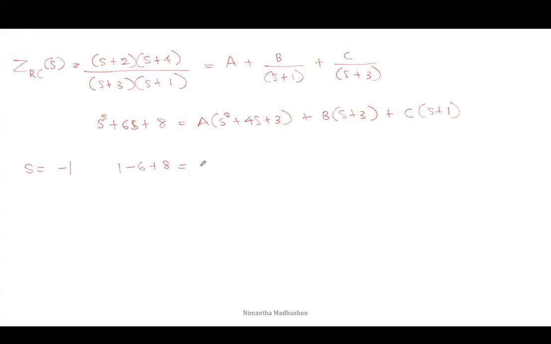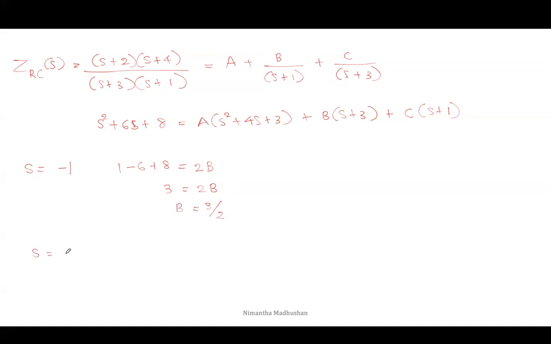And 3 is equal to 2b. Here the value is 3, 2b. The value of b is equal to 3 over 2.